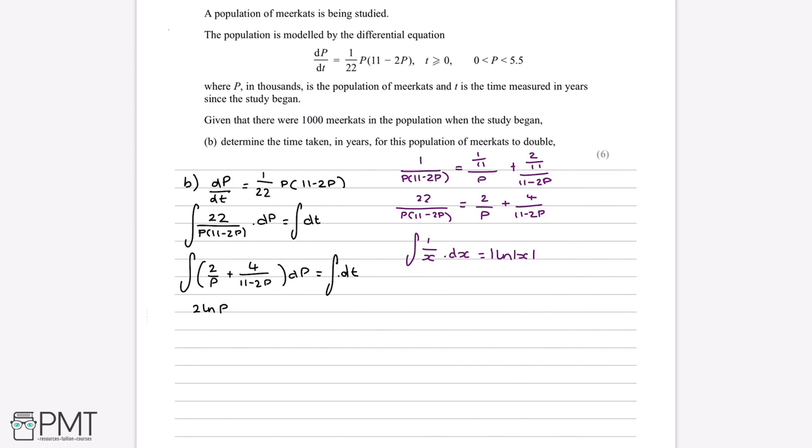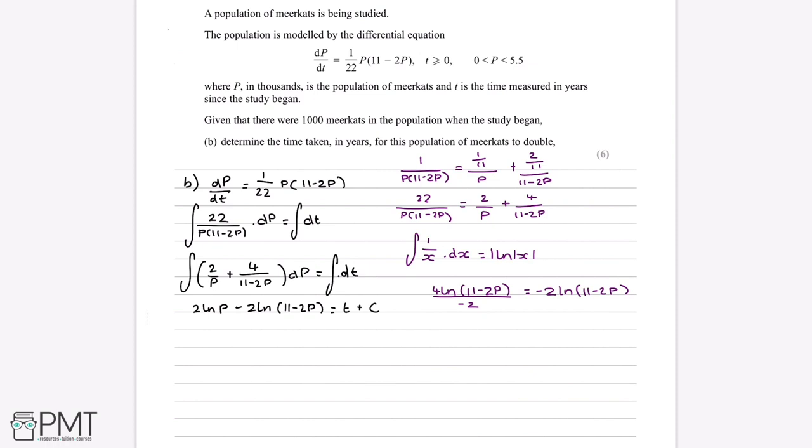Now, the next one is a little bit trickier, but it's a similar principle. If we write it over on the side, we can write it the same as before, as 4 ln 11 minus 2p. But then we also have to divide by the derivative of what's inside the bracket. The derivative of 11 minus 2p is minus 2. So this divided by minus 2 is equal to minus 2 ln 11 minus 2p. And that's the integral. So we write that in as minus 2 log 11 minus 2p, and then the integral of 1 is just t, and we have to remember plus c because this is indefinite integration, so we always have to have a plus c.